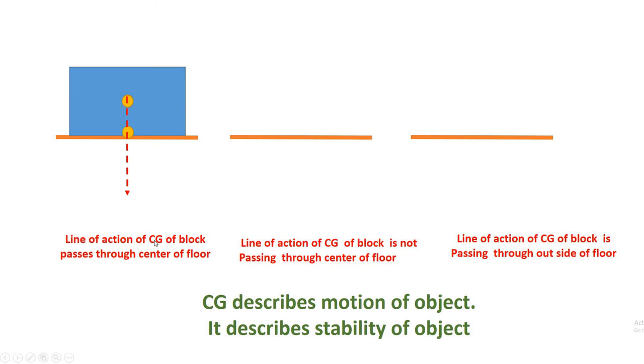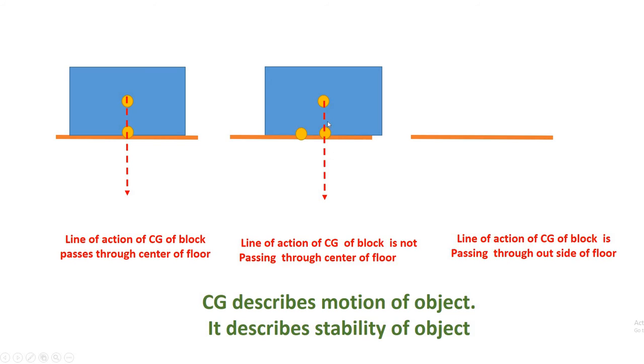Now you see the line of action of the CG of the block is passing through the center of the block. Yes or no? And now tell me, is it stable? Yes, it's stable. Now for the next block, what is the difference? The position of this block slightly moves towards this side. Now where is the CG of this block? Over here. And where is the CG of this floor? Over here. Now this is the line of action of the CG of this block. Is this passing through the center of this floor? No, right? But still this block is in equilibrium.